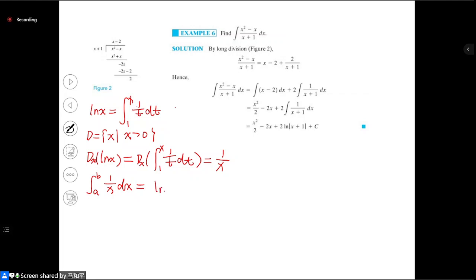So this is ln x from A to B. If A is greater than 0 and B is greater than 0, we have ln B minus ln A. And then we calculate the derivative, for example, of ln x squared.